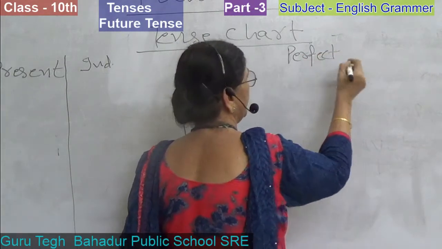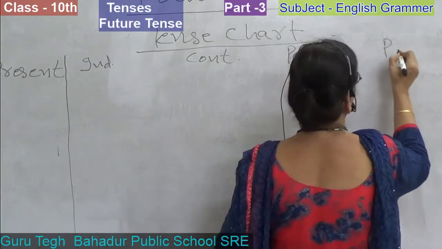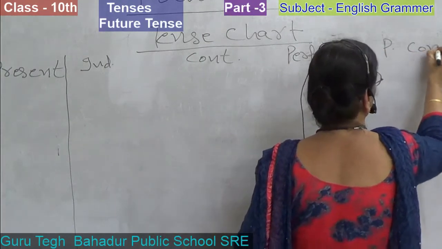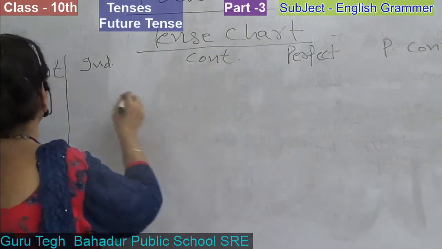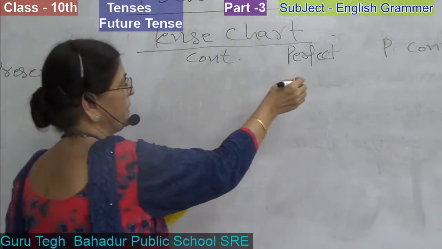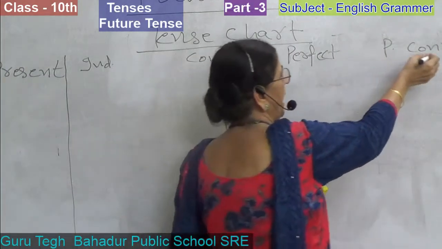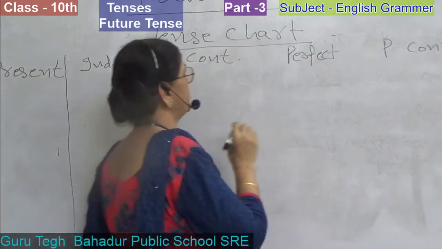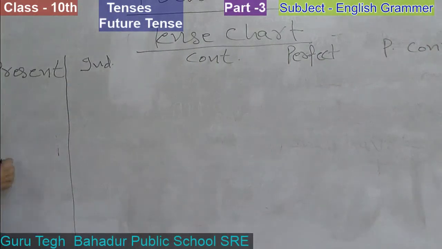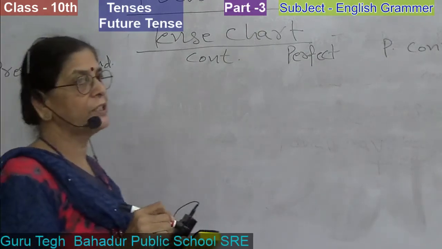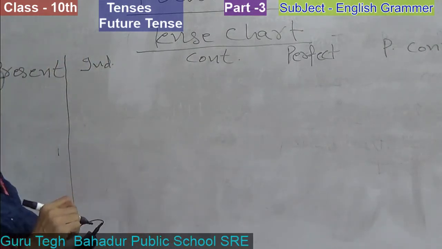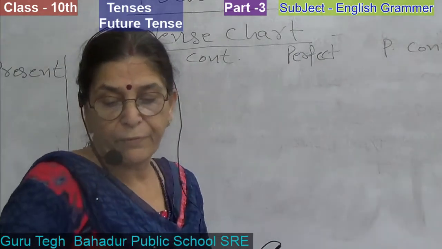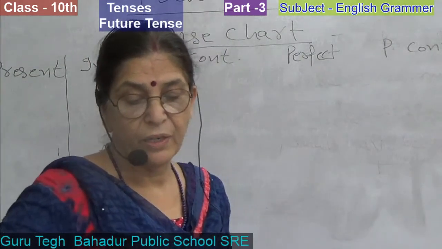Perfect, and then perfect continuous. These are the four forms in all the tenses: present indefinite, present continuous, present perfect, present perfect continuous. Then likewise in the past tense also: past indefinite, past continuous, past perfect, past perfect continuous. Then future: future indefinite, future continuous, future perfect and future perfect continuous.